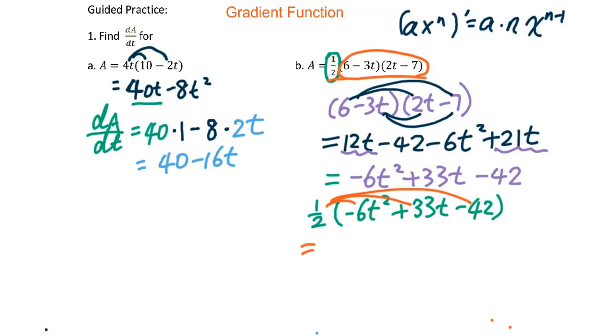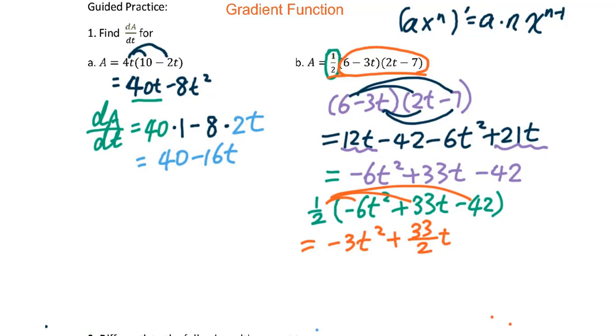1/2 means divided by 2, so we get negative 3t squared plus 33 divided by 2 times t. Remember, for 33 over 2, you don't need to change into a decimal or mixed fraction. We need an improper fraction for IB level. So negative 42 divided by 2, that will be minus 21. This time, then we do dA by dt.